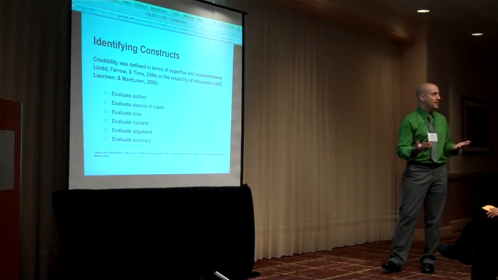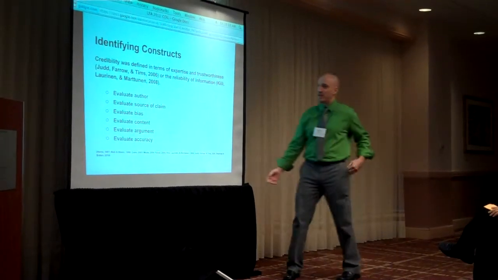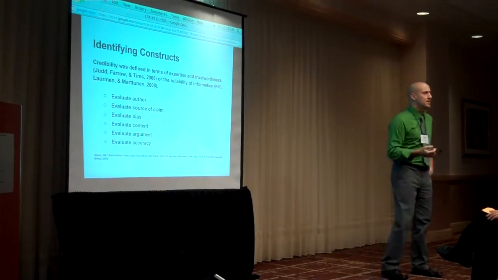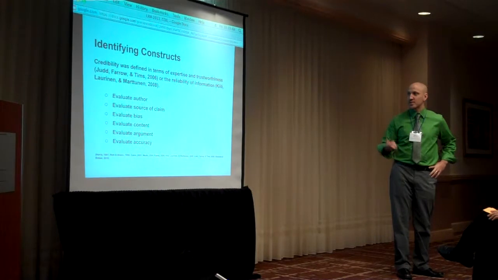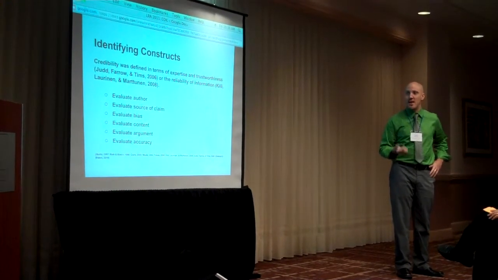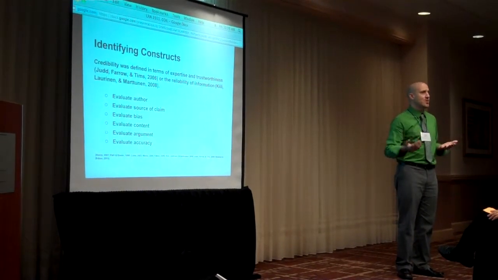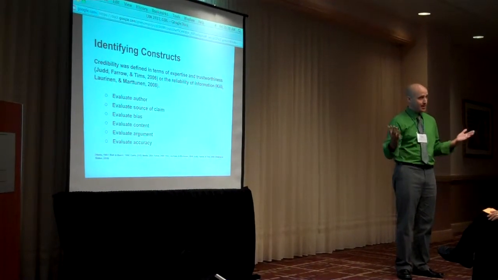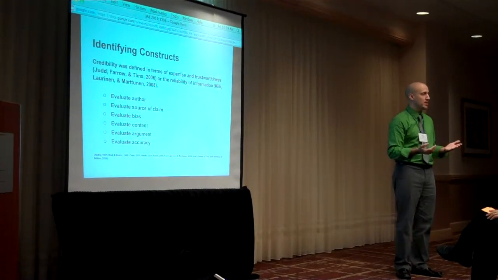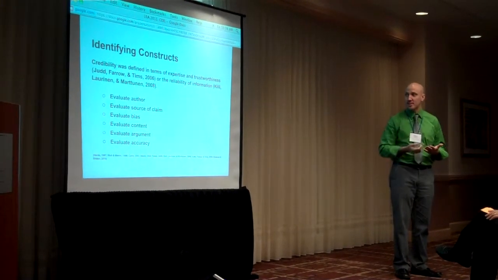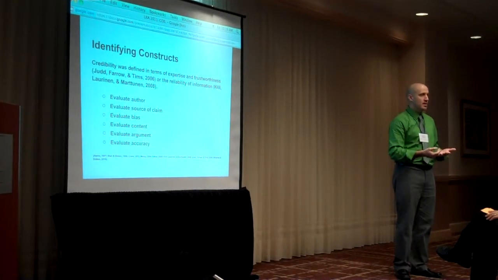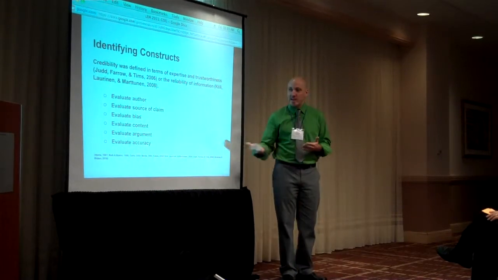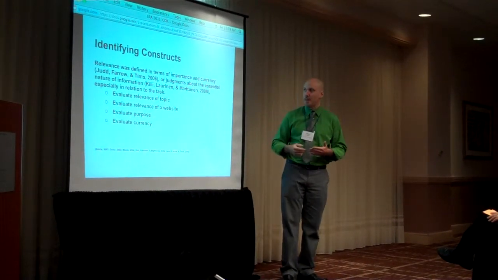So what are we measuring? The constructs, initially, we looked at credibility. We defined credibility in terms of the subconstructs of author, source of claim, bias, content, argument, and accuracy. There are numerous ways to look at critical evaluation and numerous ways to look at credibility. We defined it using those subconstructs. There are many, many more, but through the content validation with our experts, we came upon these, and we had to tweak them.